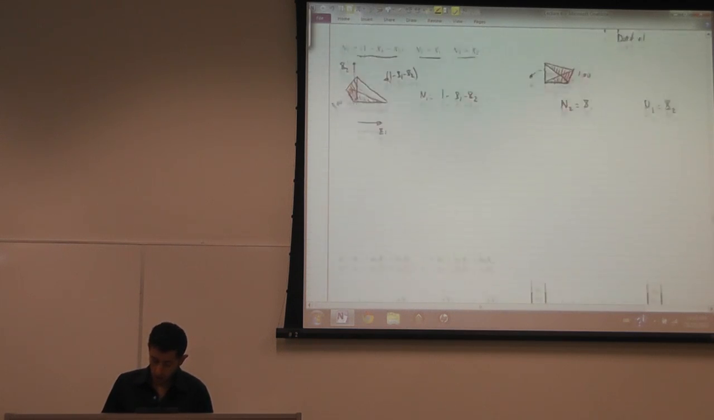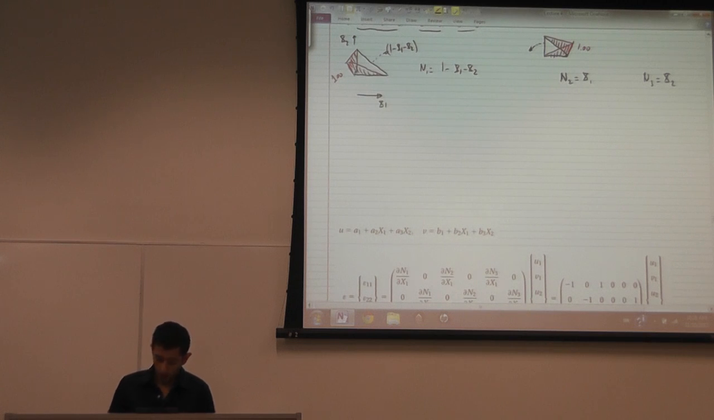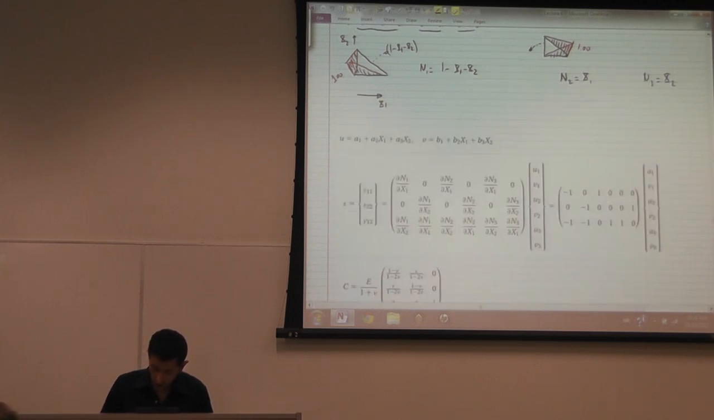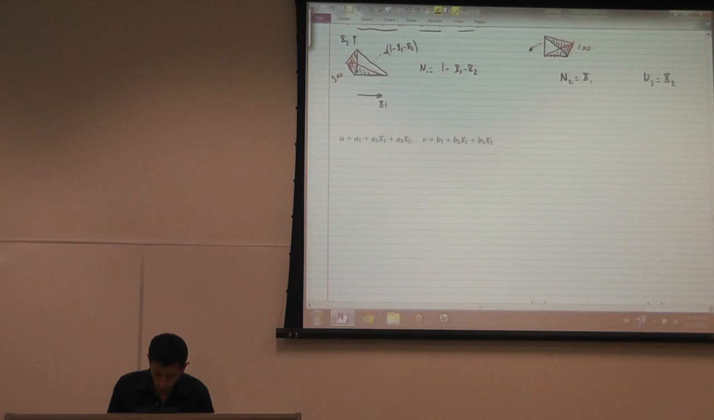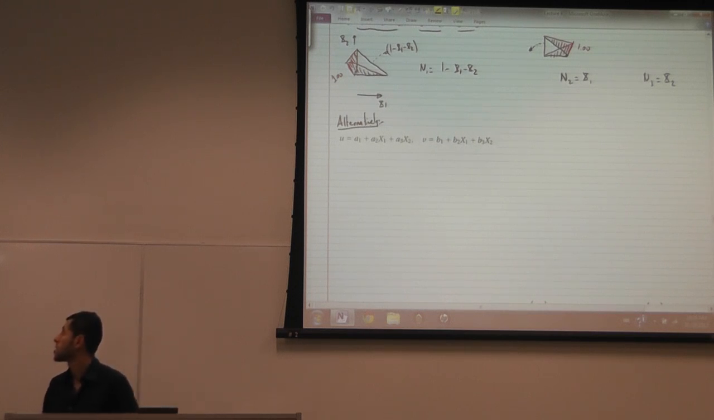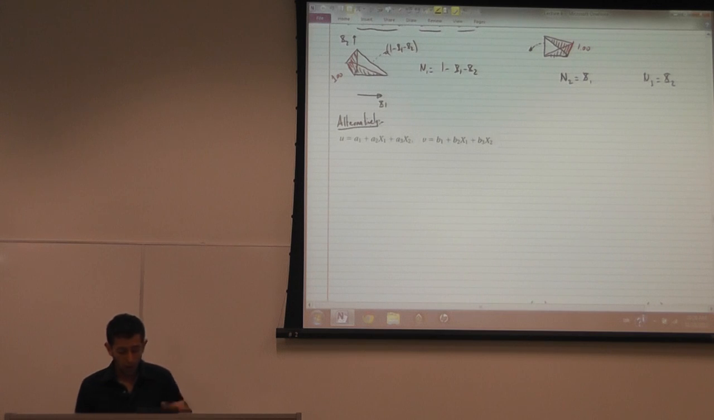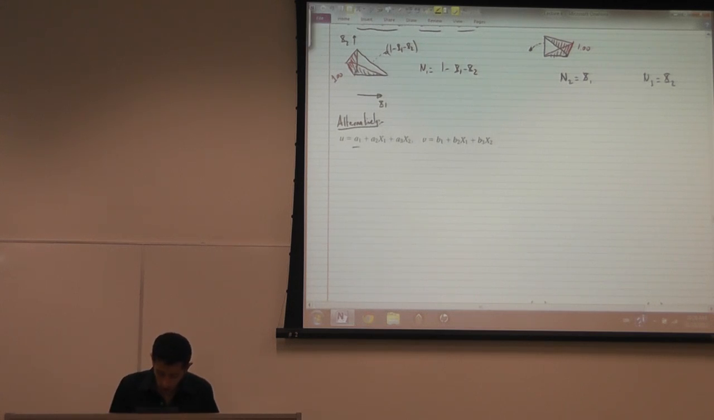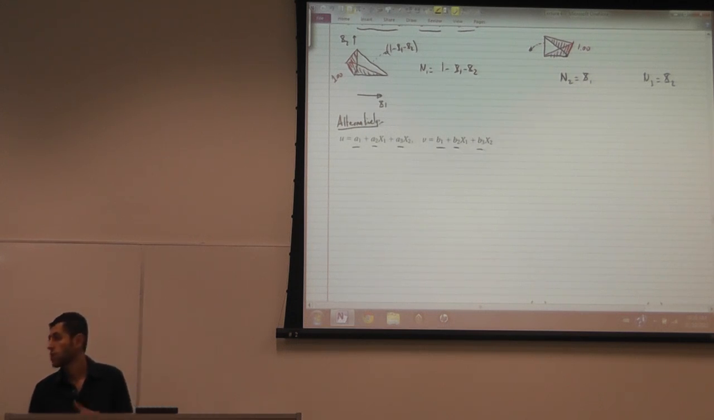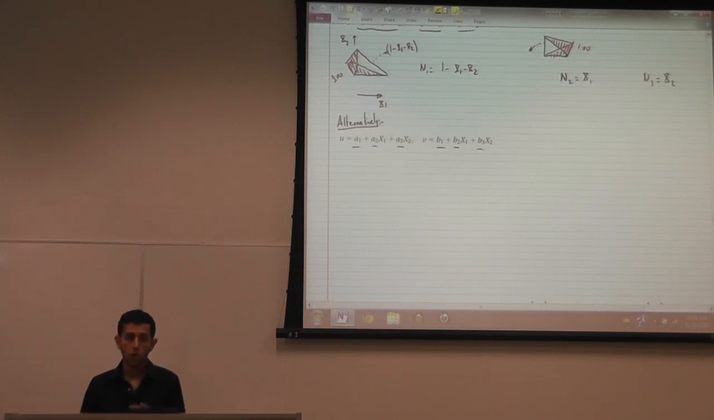Or, I could have found the same shape functions had I done the following. If I assume for this particular shape that u is equal to this, and v is equal to this. It's a linear function. u is a function of 3 degrees of freedom. v is a function of 3 degrees of freedom. It's isotropic, meaning I don't favor a direction over the other. It's a function of x1 and a function of x2, the same function. I don't favor x1 over x2, and I don't favor x2 over x1.